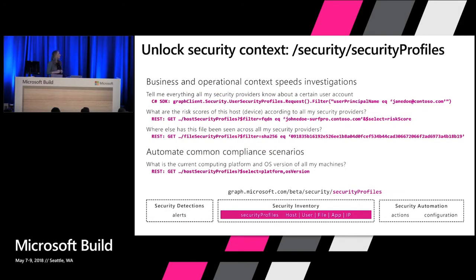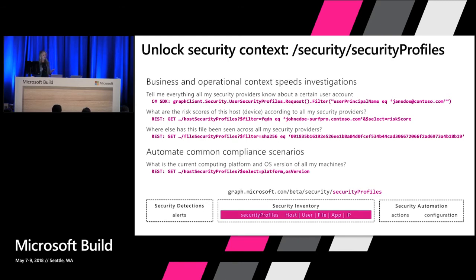So the next piece of the security API that we'll take a look at is security profiles. Security profiles represent the inventory maintained by the various security providers. As I mentioned earlier, this can be hosts or users or files, apps, IP addresses. For example, Windows Defender ATP can provide host security profiles because they have particular insight into devices. Azure Active Directory can provide user security profiles. Cloud App Security can provide app security profiles, and so on.